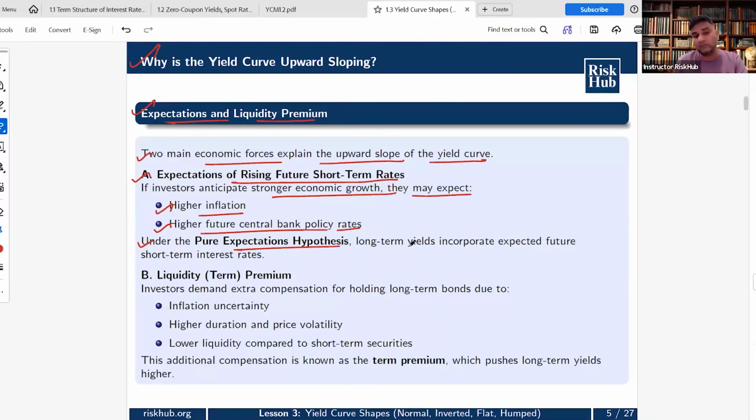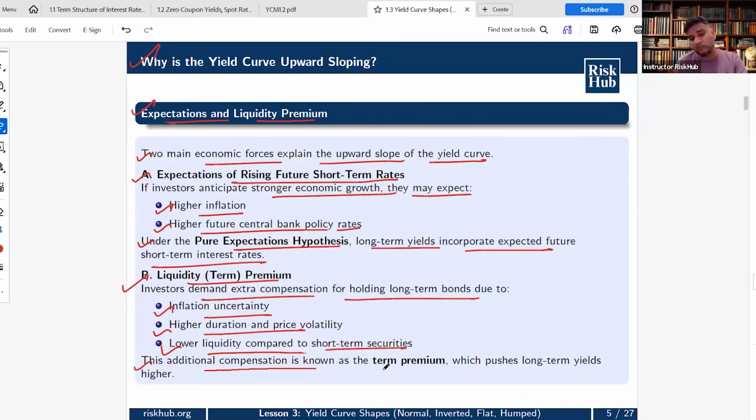Under the pure expectation hypothesis, long-term yields incorporate expected future short-term interest rates. Liquidity term premium: investors demand extra compensation for holding long-term bonds due to inflation uncertainty, higher duration and price volatility, and lower liquidity compared to short-term securities. This additional compensation is known as the term premium, which pushes long-term yields higher.